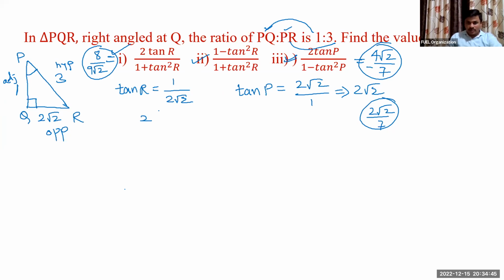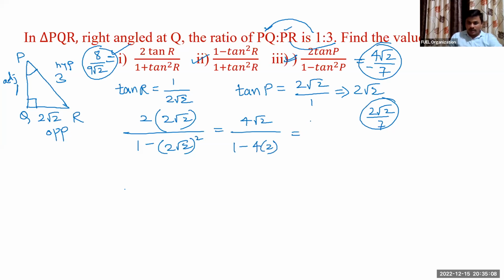Once again, I will solve it. So tan of p value is 2 root 2 whole divided by 1 minus tan square of p, that is 2 root 2 whole square. Once you simplify, 4 root 2 divided by 1 minus 4 into 2. So the final correct answer is 4 root 2 divided by 1 minus 8, so minus 7 you will get. Okay, this is the right answer. So we will go to the next question.